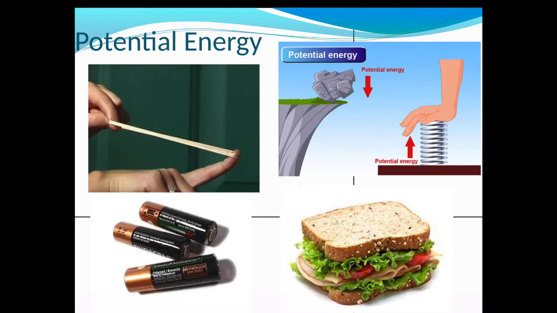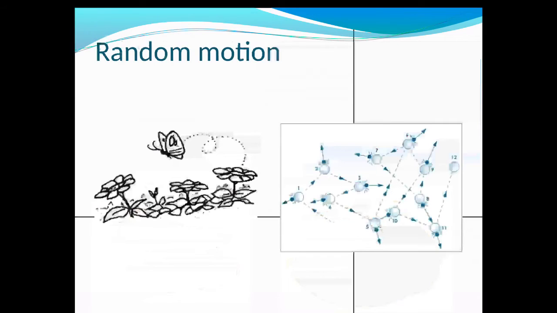Potential energy is energy that is stored, and that's very important. It's not getting used. Kinetic energy gets used. Potential energy is waiting to get used, and so we can store it in bonds, such as a battery, or a sandwich, or an elastic, or a spring, or we can store it in height, like a rock at the top of a hill, and then when it falls, it turns into kinetic energy. So that's potential energy. It's energy that's stored and it's not being used at that time.